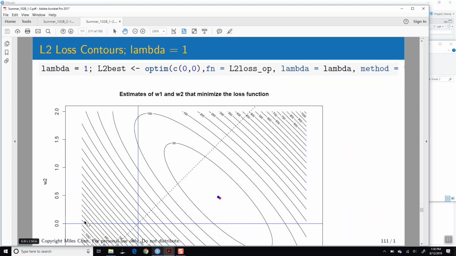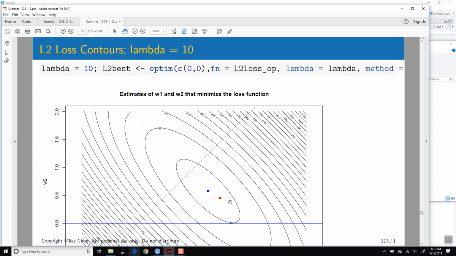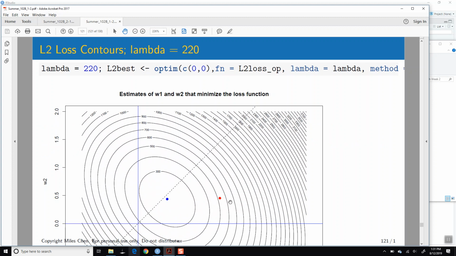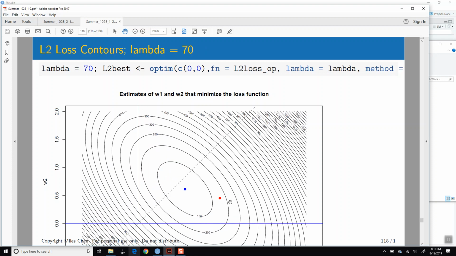So what happens here, okay? See here again, I have these blue lines at 0, 0, and I also drew this line for when W1 is equal to W2. Again, the original estimates are at the red line. Watch the path that the blue dot traces out, okay? It starts here, and then it gets pulled towards 0, 0, and we never actually reach there, even with lambda equal to 1,000.